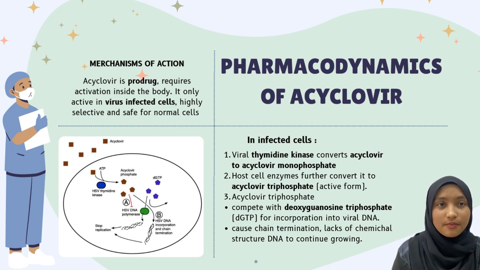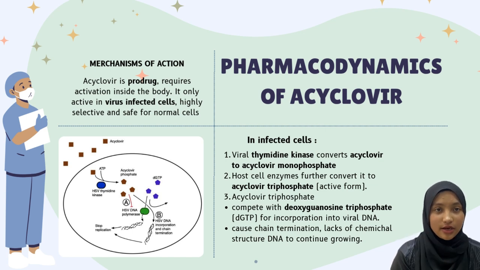Acyclovir is a prodrug, meaning it is inactive until it is activated inside the body. When activated, it only works in virus-infected cells. This makes it highly selective and safe for normal cells. Now, let's break down what happens inside the infected cell.